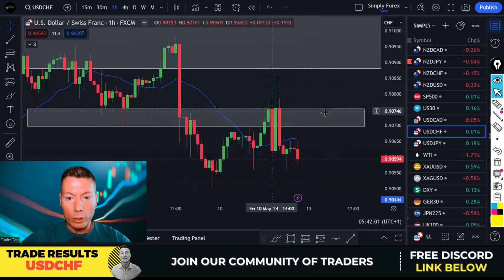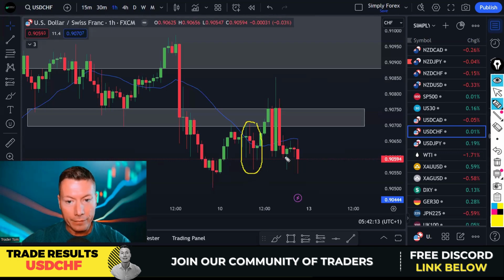Now, we were looking for price to retrace into this grey zone and get a bearish reaction. And we got a reaction, but none of these candles in here are bearish enough. Not bearish enough, look at the bottom wick. Not bearish enough, look at the bottom wick. And obviously these green candles aren't bearish enough. And then it just got to a point where we actually broke H1 structure.